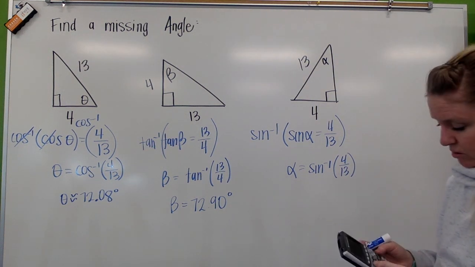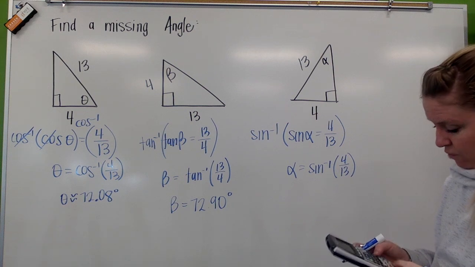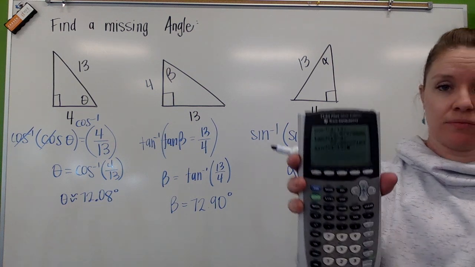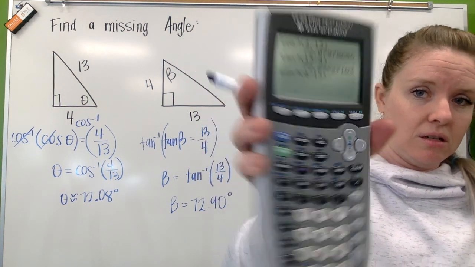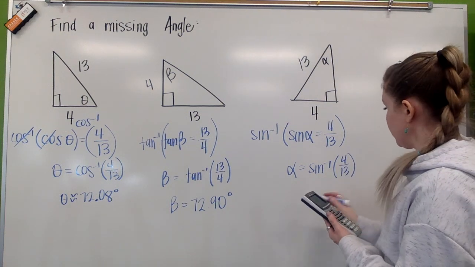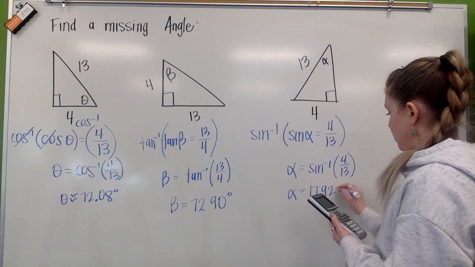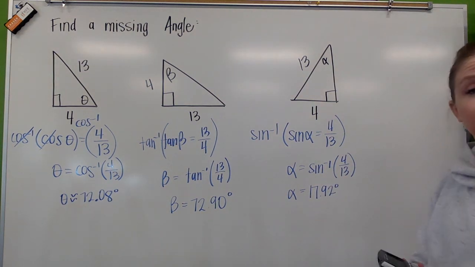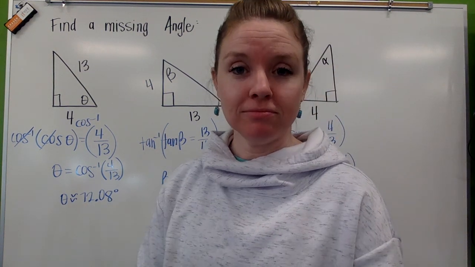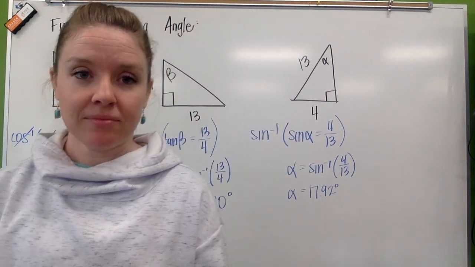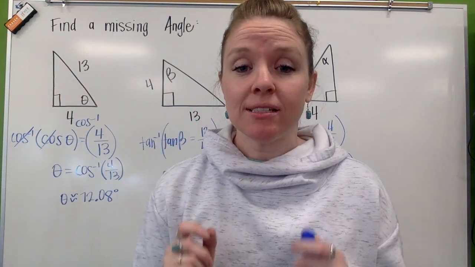Okay, so second sine, 4 divided by 13. Again, take a look. And I just go ahead and hit enter. And alpha is 17.92 degrees. Yes, no, maybe so? Sound good? Okay. If you got questions, let me know.